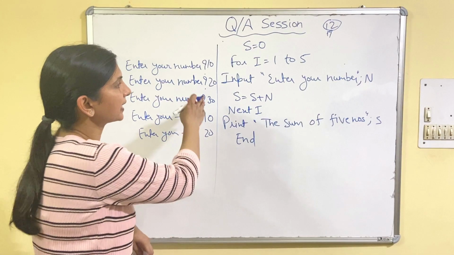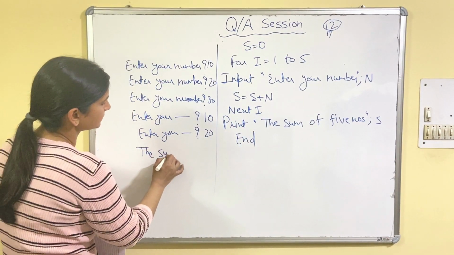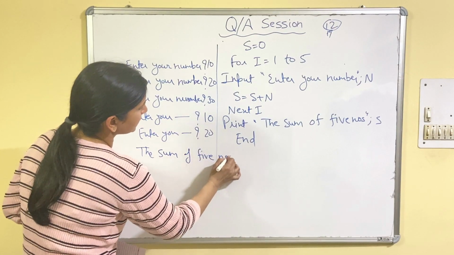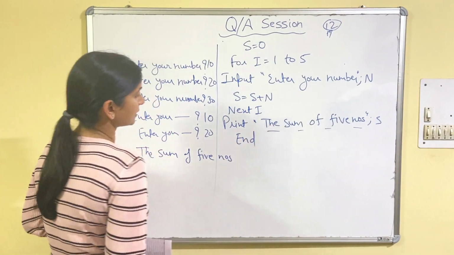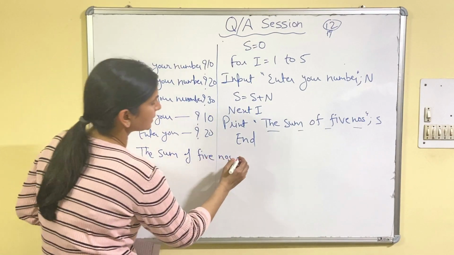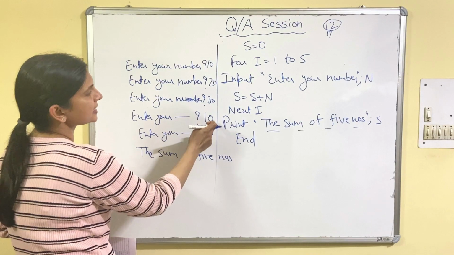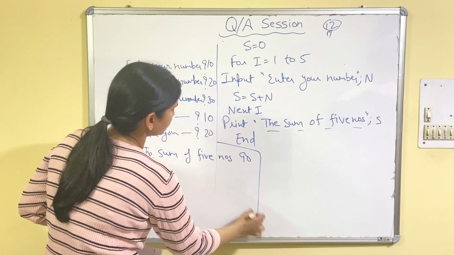Suppose I have given these 5 numbers. So what will be the output? The sum of 5 numbers. Whatever message you have given here in the question, you need to write the same. The sum of 5 numbers will be 10 plus 20, 30, 60, 70, 90. So this will be your output.